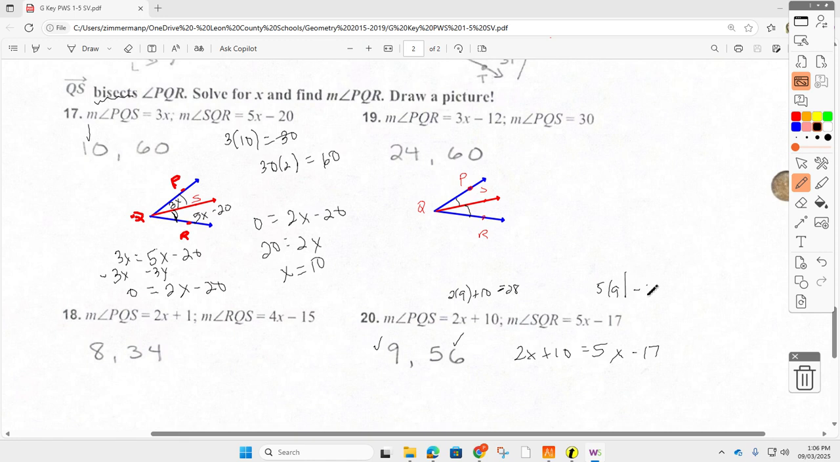So here, you're going to get the same thing. 2 times 9 is 18 plus 10 is 28. Here, 45 minus 17 is also 28. Does that make sense?